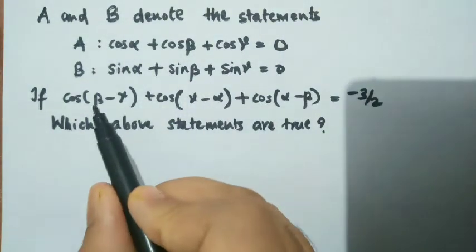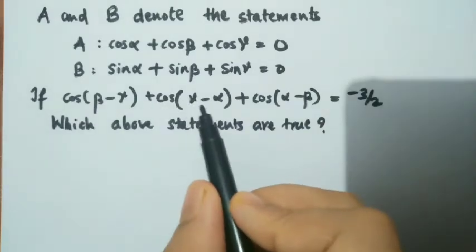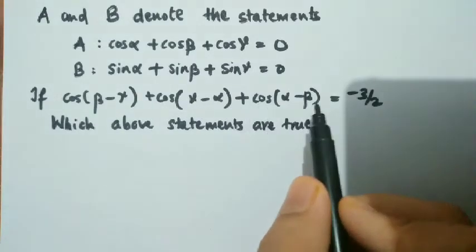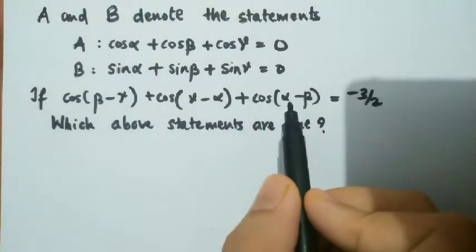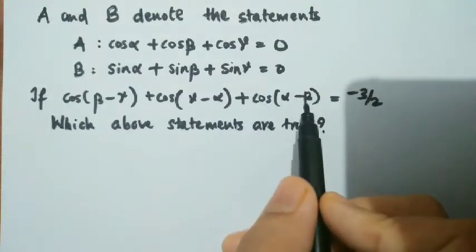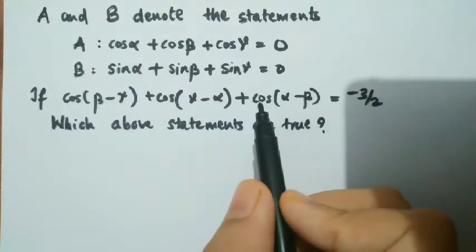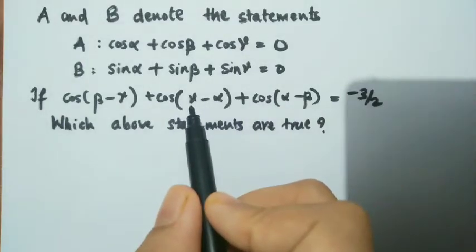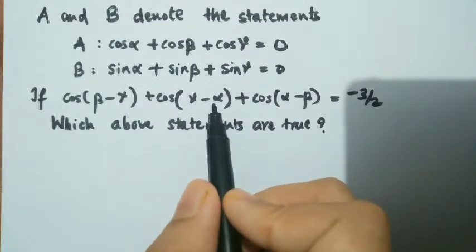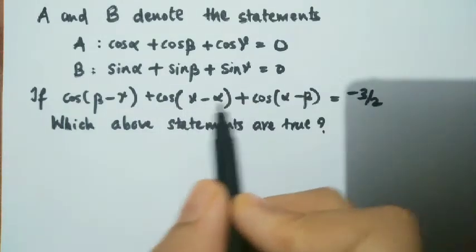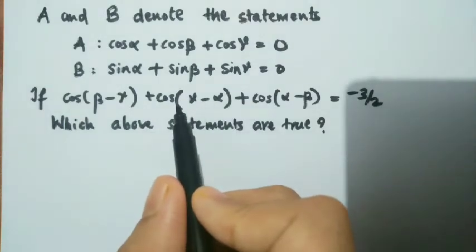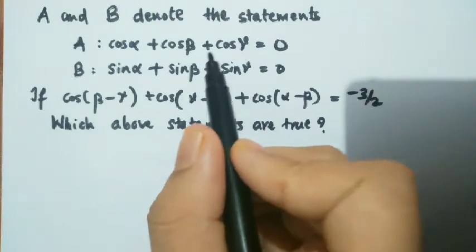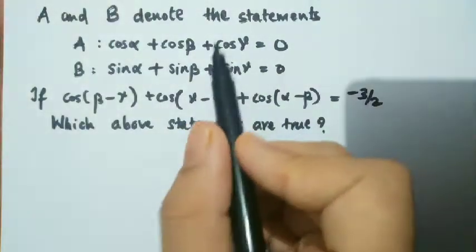We are only given that cos(beta minus gamma) plus cos(gamma minus alpha) plus cos(alpha minus beta) is minus 3 by 2. Here alpha, beta and gamma are all angles, because such trigonometric functions, cos or sine, exist only for angles. So we proceed from this condition, and we have to either reach these statements or prove that they are not true.